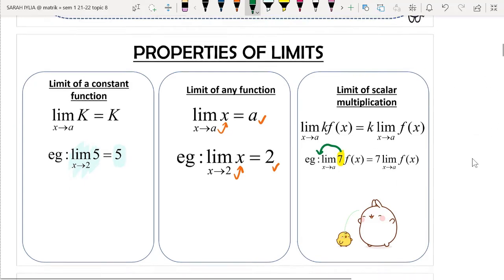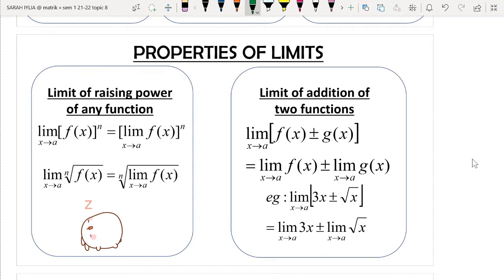Okay. Moving on, property number 4 about raising the power of any function. Basically, if we have any power for any function, we can bring the power outside of our limit function. Sama konsep macam scalar multiplication tadi. So kalau kita ada kuasa, kuasa tu kita boleh bawa keluar kepada limit function. Tak kisahlah kuasa tu pecahan, kuasa tu negatif ataupun kuasa tu positif. It's valid for any power.